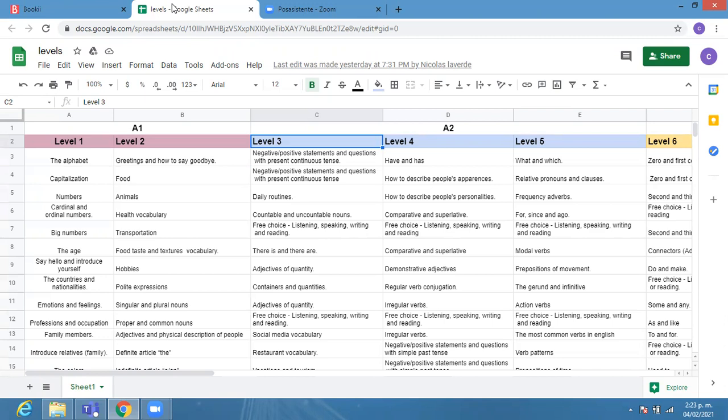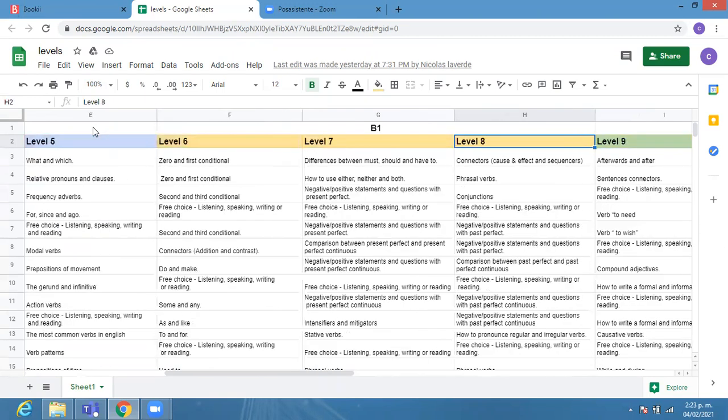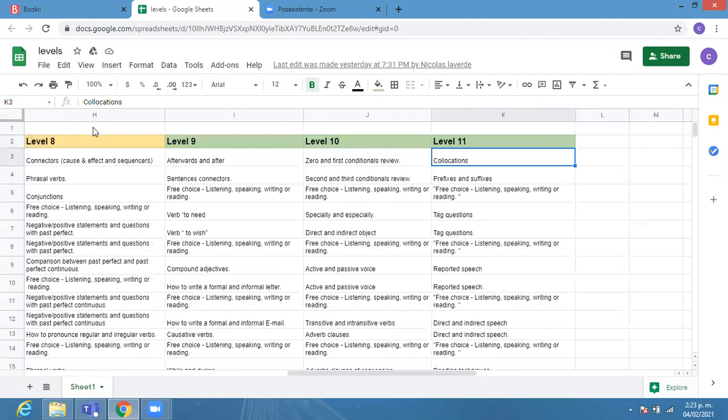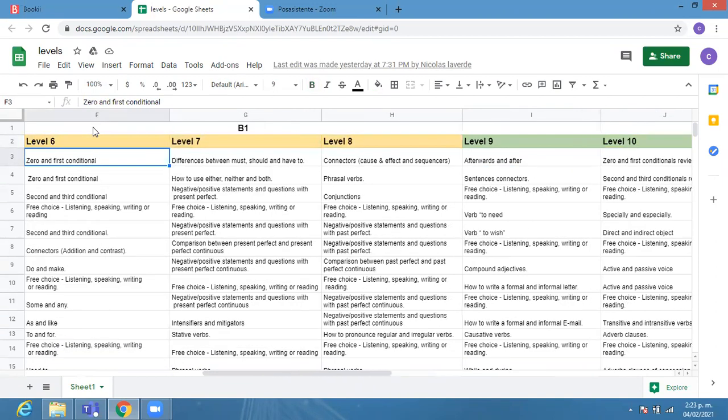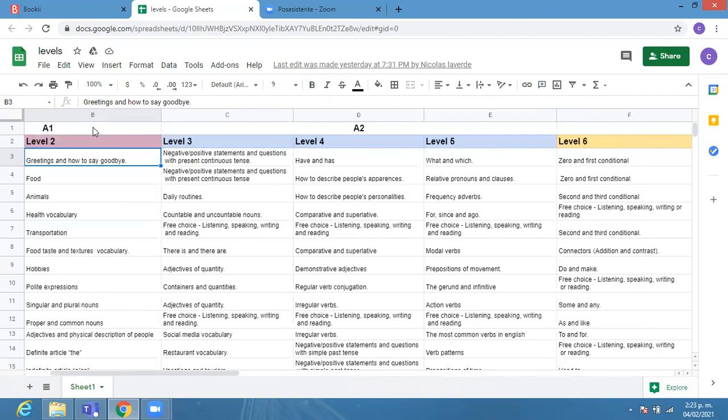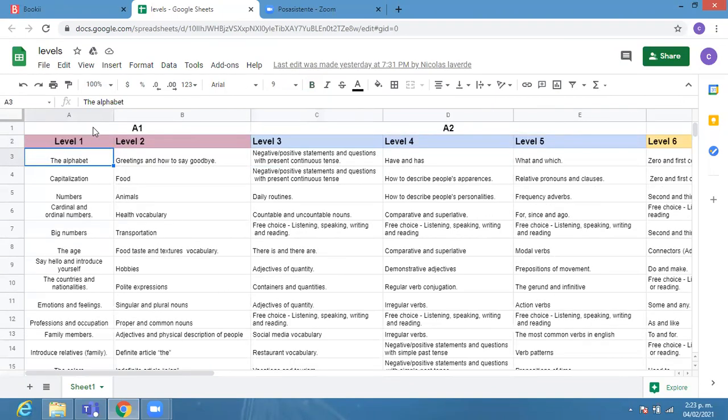Don't forget to look at this chart with the contents of all the levels to make sure you are enrolling the student in the right level. If you are not sure about the level, you can show them the course. Let them feel comfortable with their level and try to get an understanding, of course, of the level you are enrolling them in.